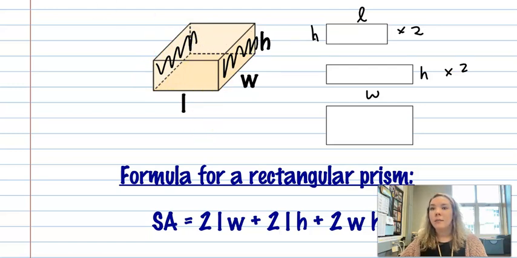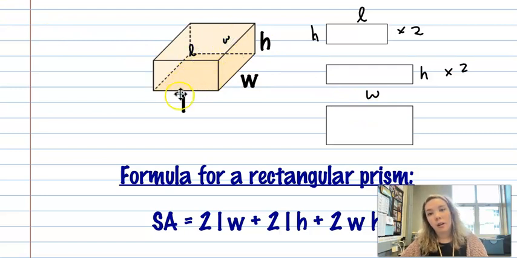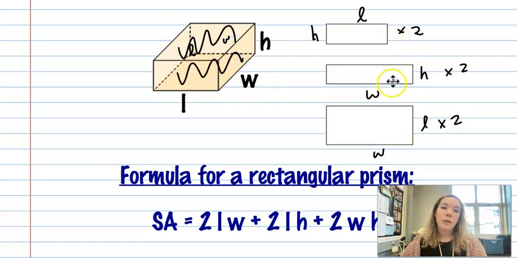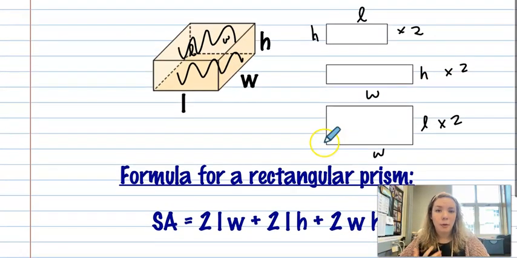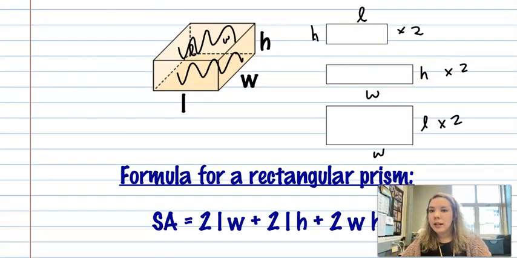And then the last section, I'd have 2 of these length by widths, or here there's one on the bottom, length by widths. And I'd have 2 of those because I have one on the top and another one on the bottom, right? So that's really where this comes from. You are welcome to use the formula, but it's not something that you really need to memorize. You can just look at the pattern, right? So let's do an example.